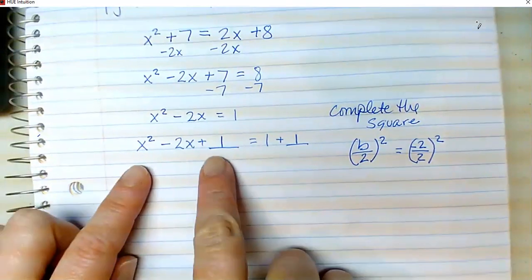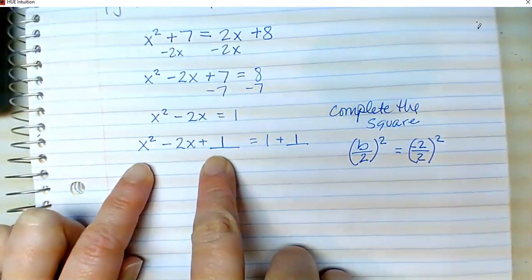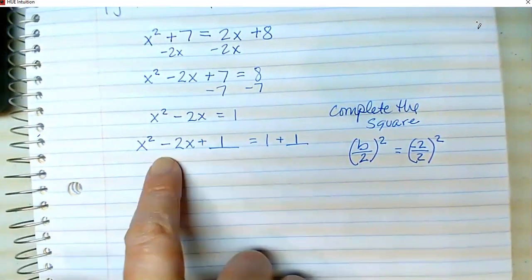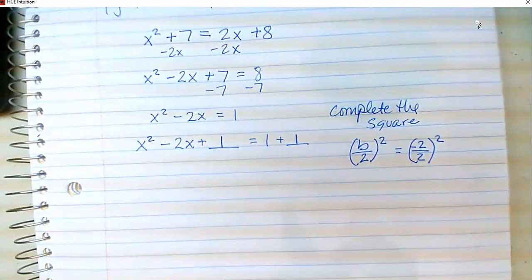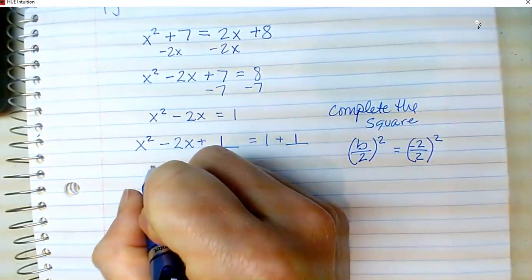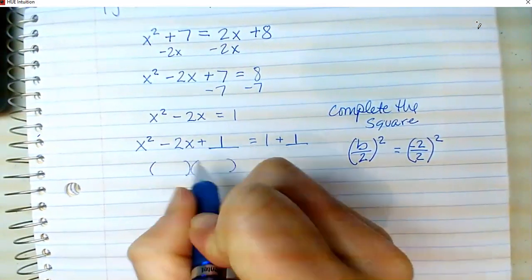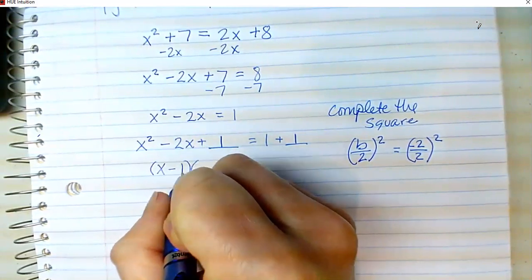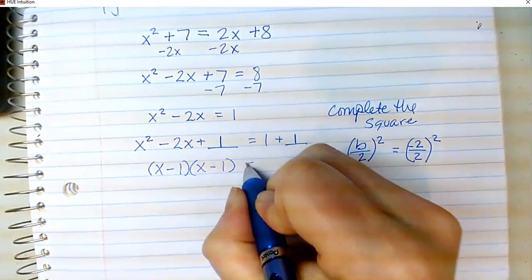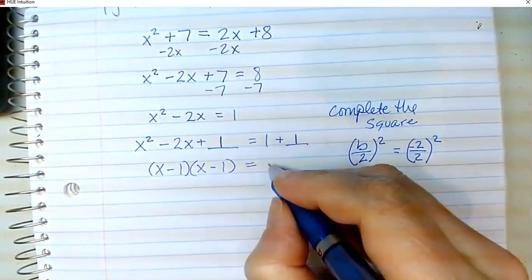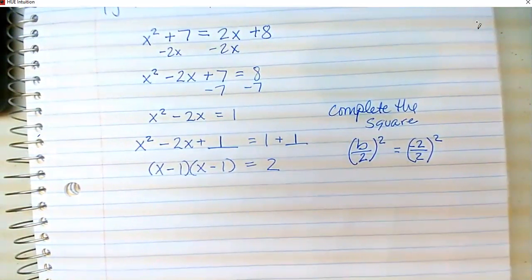All right, so I made a perfect square trinomial. Think about it, factors of 1 that add up to negative 2. Can you think of factors of 1 that add up to negative 2? Well, negative 1 and negative 1, right? So if you wrote those as 2 binomials, you'd have x minus 1 times x minus 1 equals 1 plus 1 gives us 2.